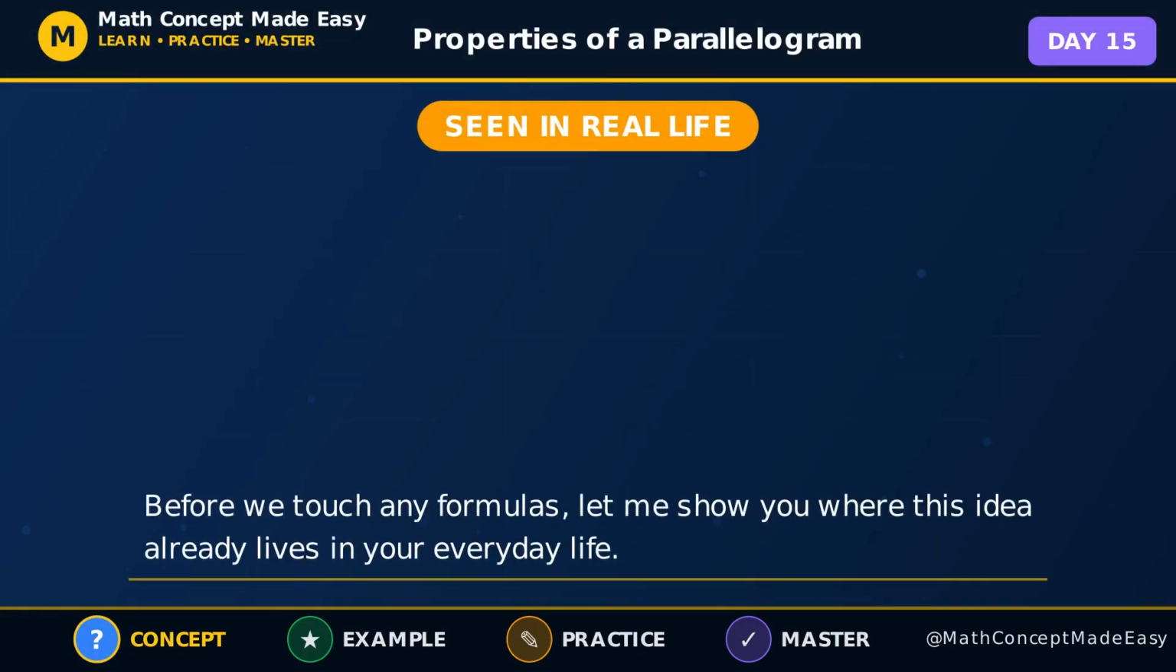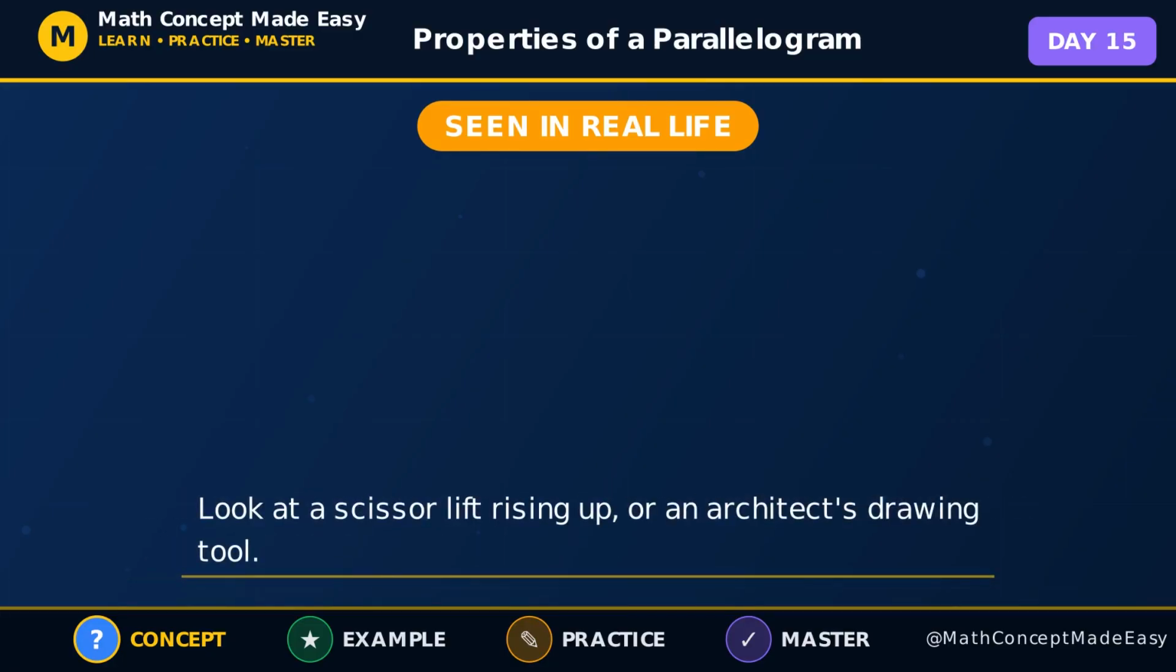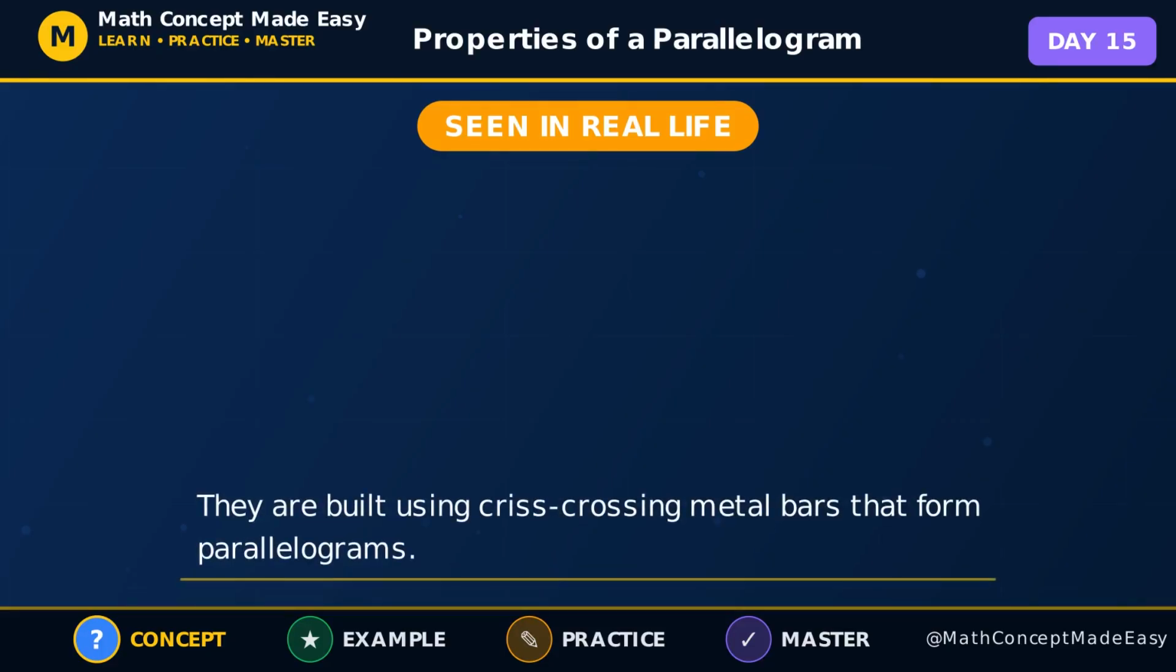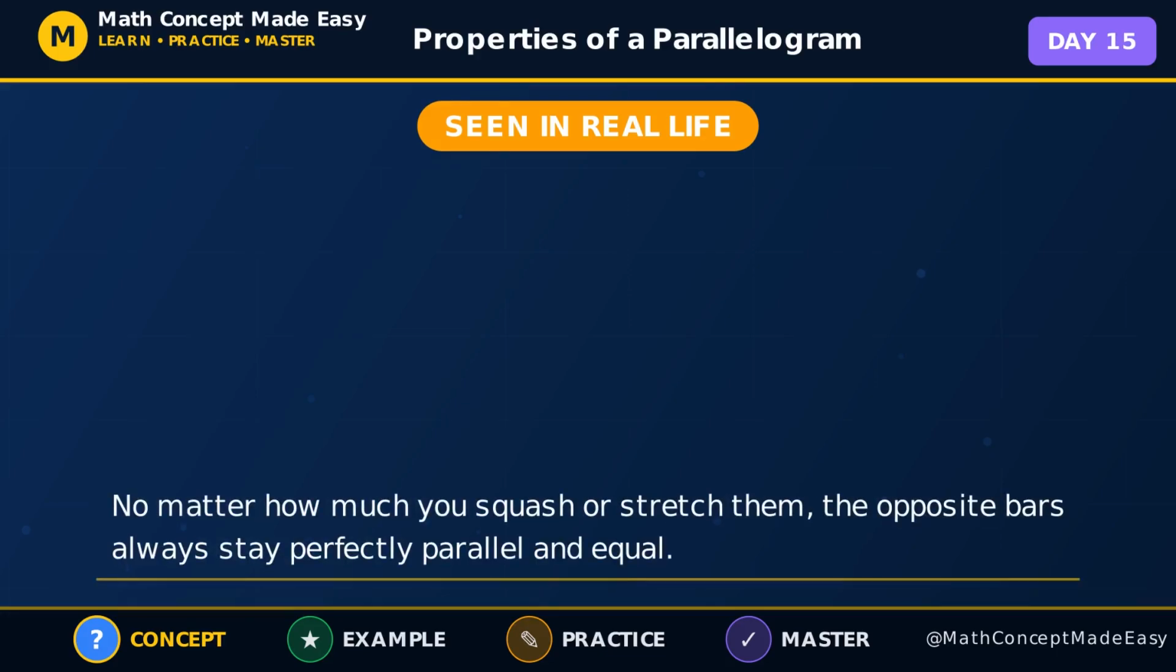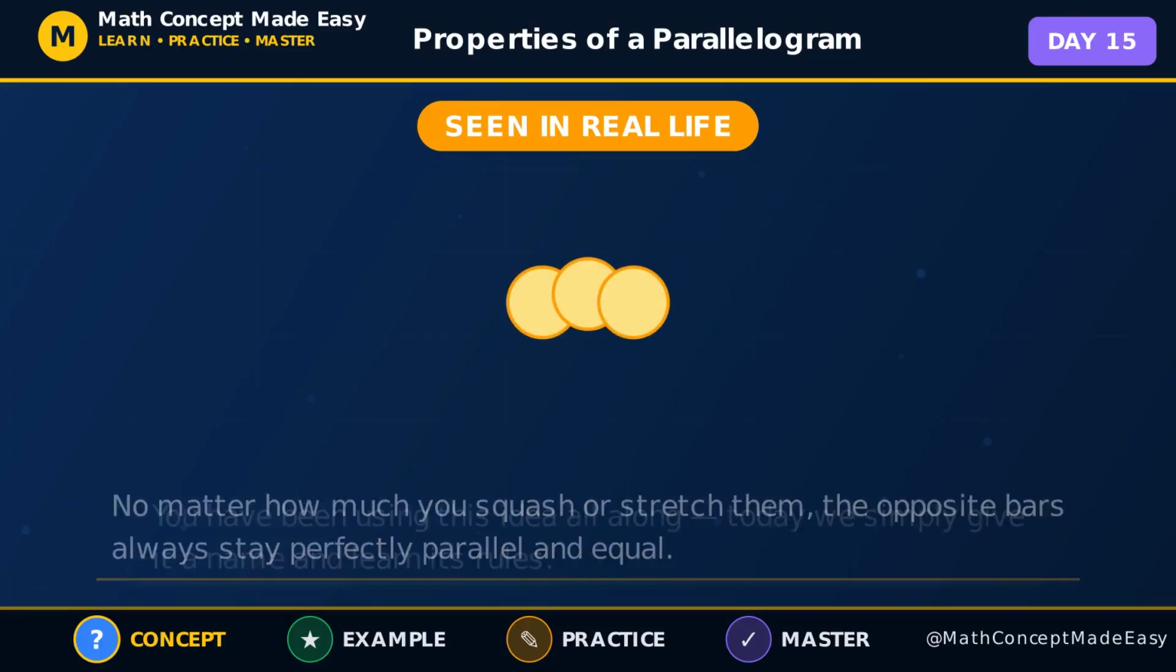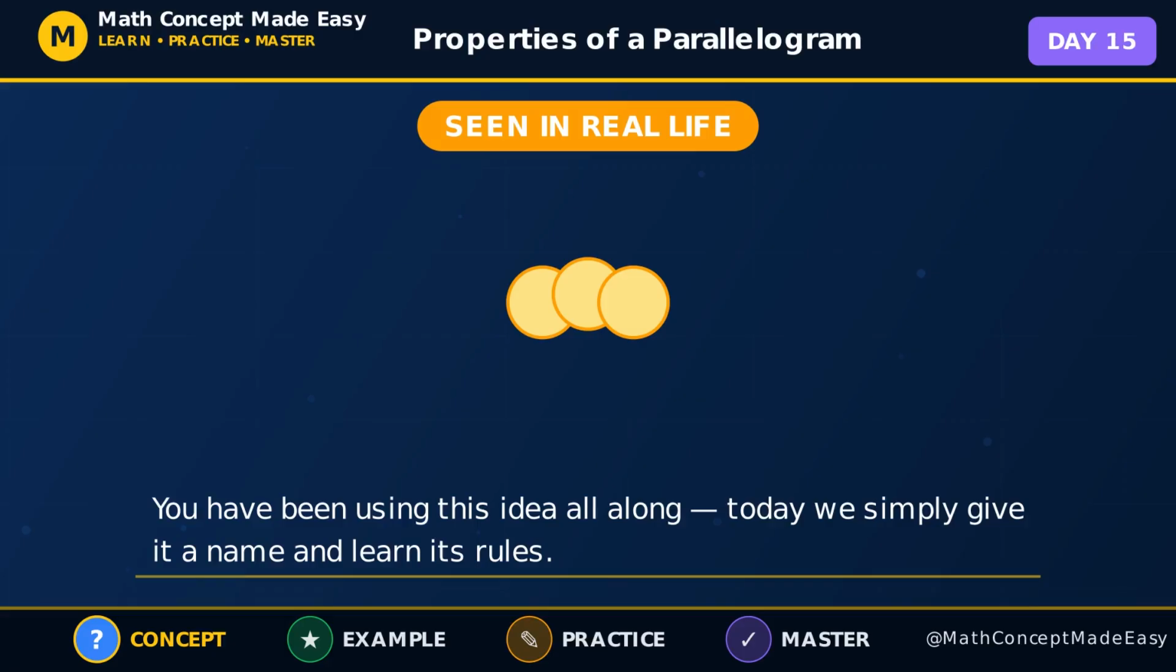Before we touch any formulas, let me show you where this idea already lives in your everyday life. Look at a scissor lift rising up, or an architect's drawing tool. They are built using crisscrossing metal bars that form parallelograms. No matter how much you squash or stretch them, the opposite bars always stay perfectly parallel and equal. You have been using this idea all along. Today we simply give it a name and learn its rules.